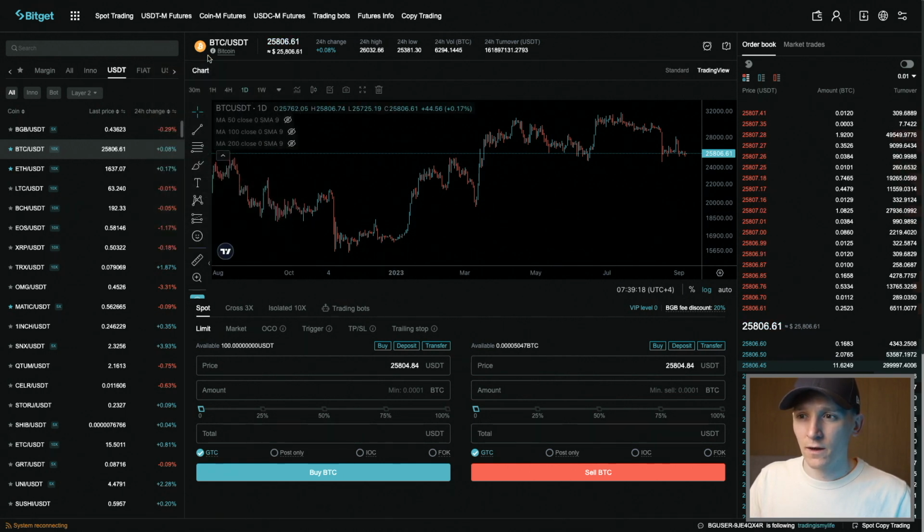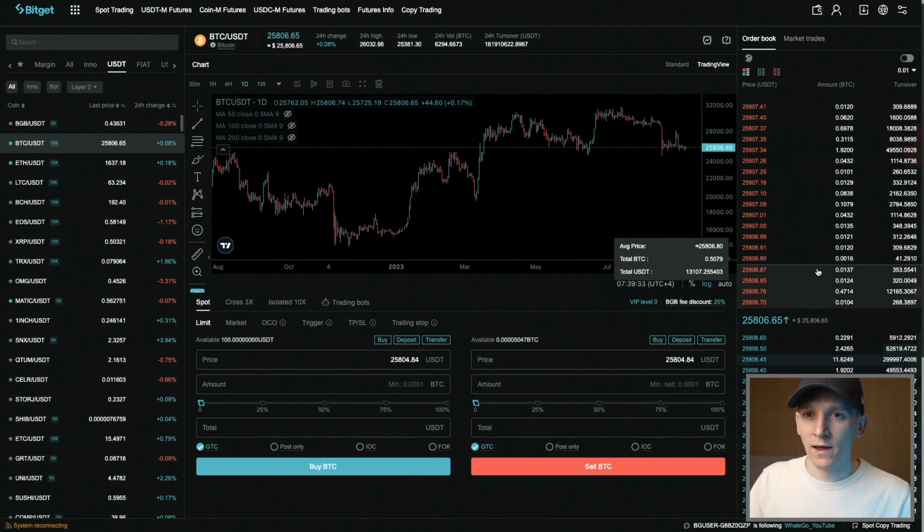Now we can see and confirm the trading pair that we're trading. So Bitcoin against US dollar Tether. This is the price of that trading pair. So it takes $25,800 to buy one BTC. We don't have to buy one though. We can buy any fraction. This is some trading information.